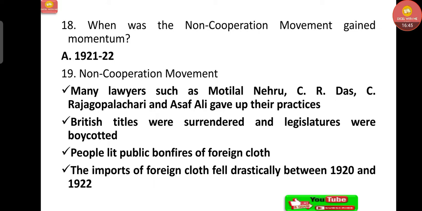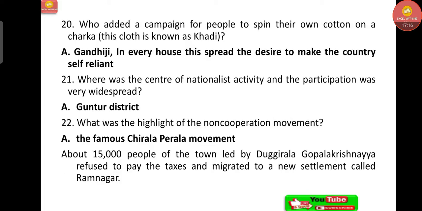Now, when did the non-cooperation movement gain momentum? That was in the year 1921 to 22. Now, let's see the statements related to the non-cooperation movement, very, very important. Many lawyers such as Motilal Nehru, C.R. Das, C. Rajagopalachari and Asaf Ali gave up their practices. British titles were surrendered and legislatures were boycotted. People lit public bonfires of foreign cloth. The imports of foreign cloth fell drastically between 1920 and 1922.